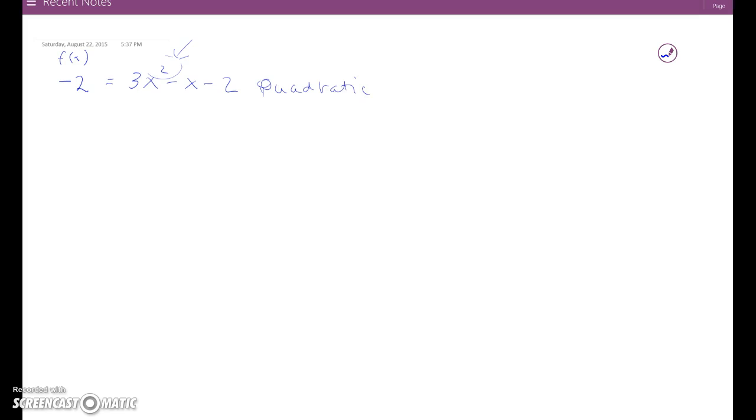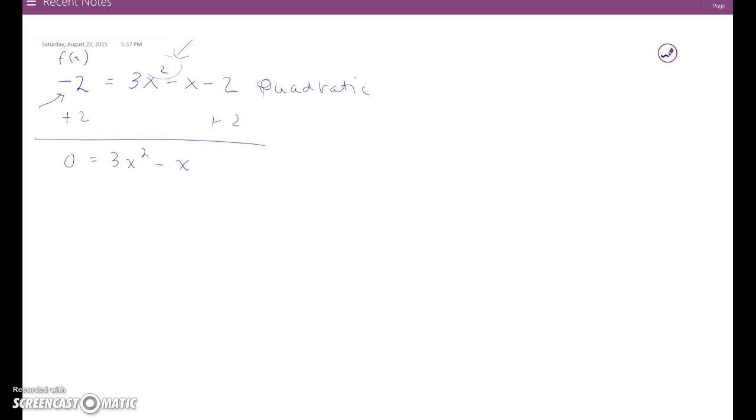So that makes it quadratic. So when you're solving a quadratic equation, your goal is to get a 0 on one side. So it looks easiest to get the 0 on the left-hand side. So I'm going to do that by adding 2 to both sides. So now I'll have 0 equals 3x squared minus x.